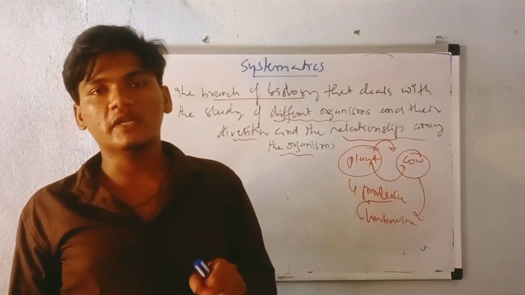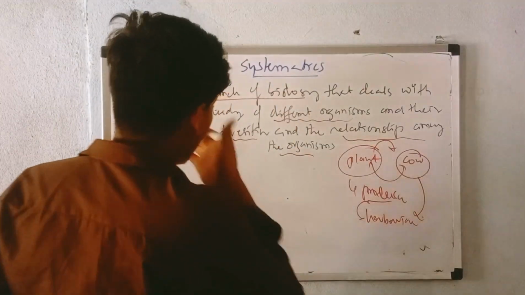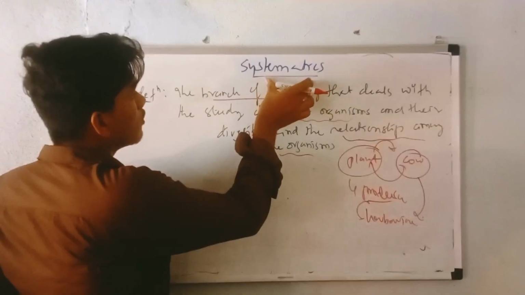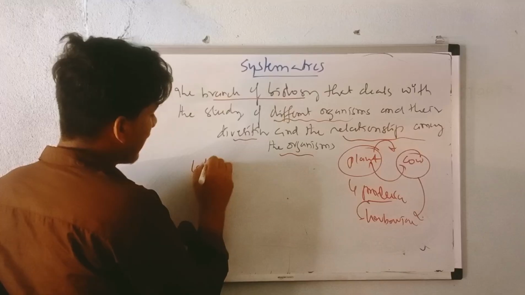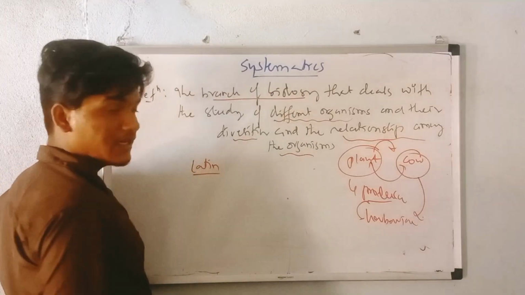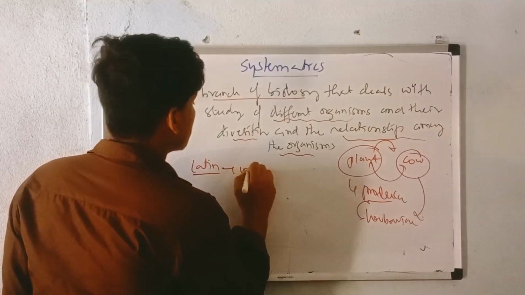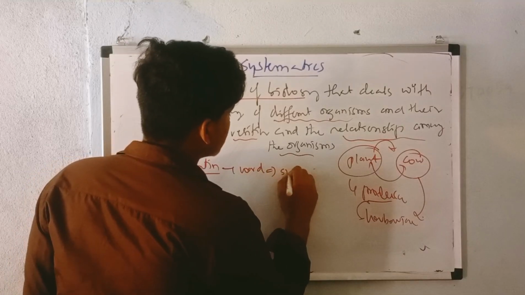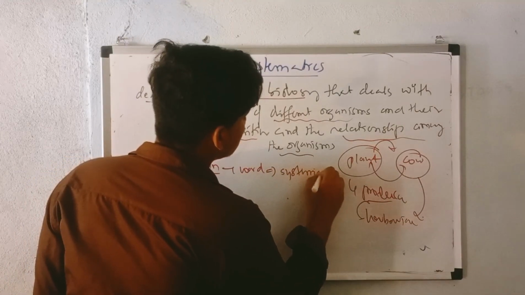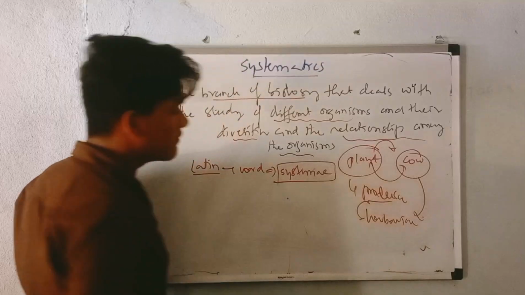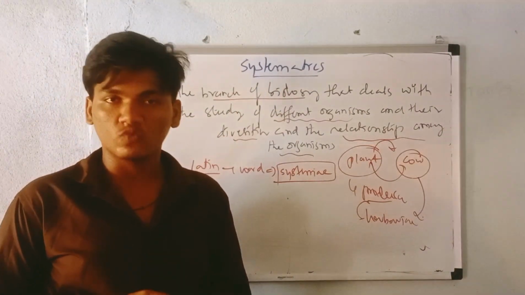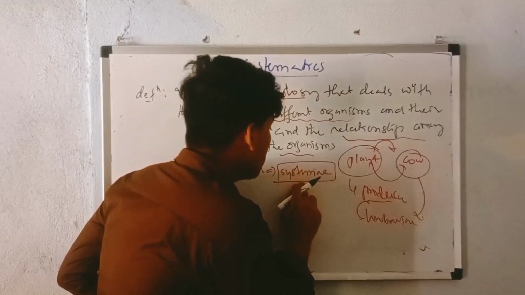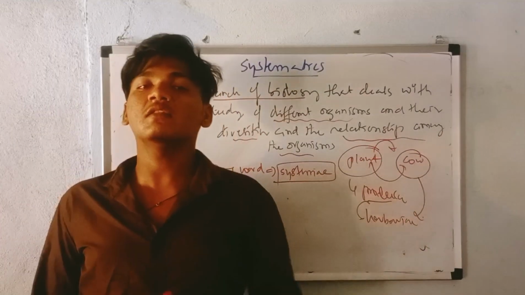Very important one. Now, the word systematics is actually derived from the Latin language, from a word called systema. Systema is a Latin word, and from this word the word systematics was derived. And what is the meaning of the word systema in Latin?